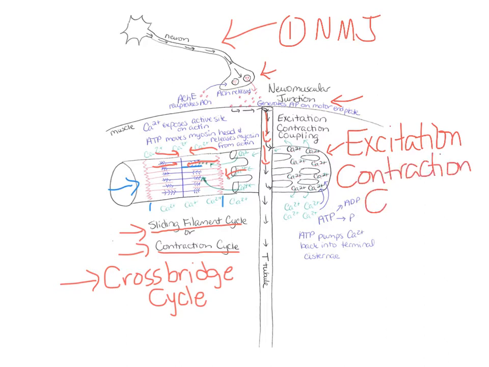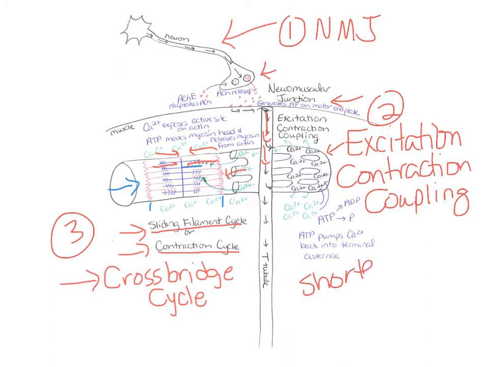coupling. And so all this is doing is coupling the excitation from the neuron with the sliding filament theory, where we get the actual contraction. And so that's the second process that we're going to talk about. And the third process we're going to go back and review slightly is the sliding filament cycle, or contraction cycle, otherwise known as the Crossbridge cycle. So with all of these 3 processes, we then get a shortening of the muscle fiber.